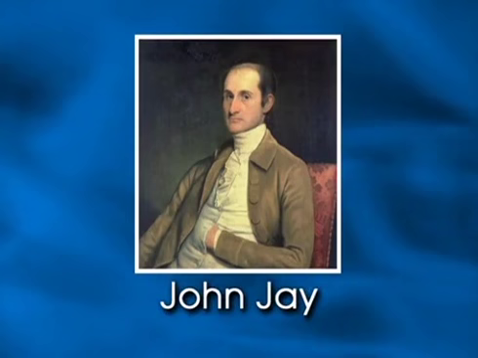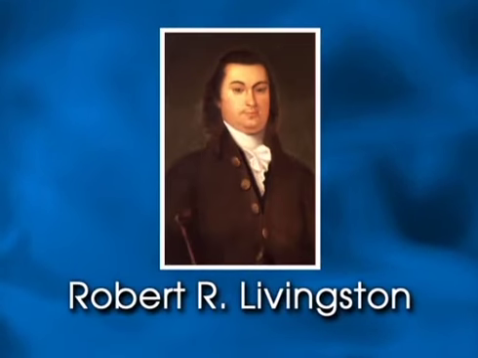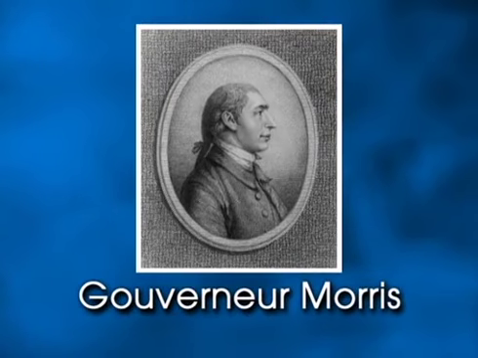John Jay was a 32-year-old lawyer. Robert R. Livingston, Jay's law partner, was 29. And Gouverneur Morris was the youngest. He was only 25. The Constitution began with a long attack on the British Crown and its rule.